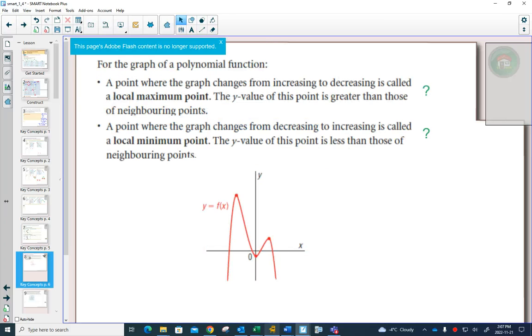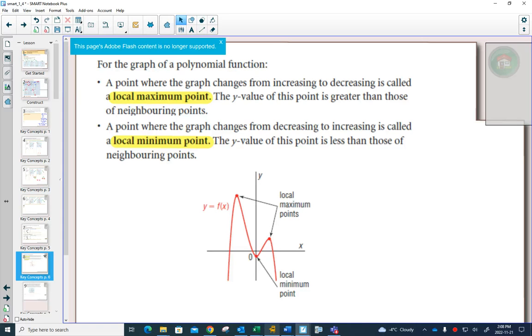Couple more definitions. Take out your highlighter. We have something called a local maximum and a local minimum. These become really important on graphs. Okay?